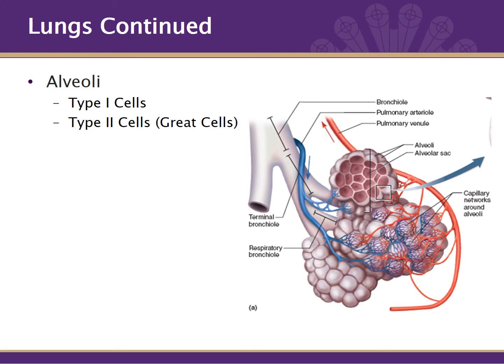In the picture above, you can see the alveoli and alveolar sacs and the capillaries that surround them. Also notice the bronchiole, terminal bronchiole, and respiratory bronchiole mentioned in previous slides.